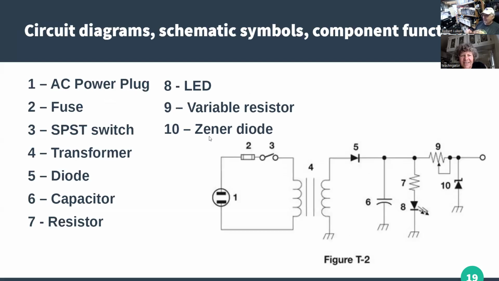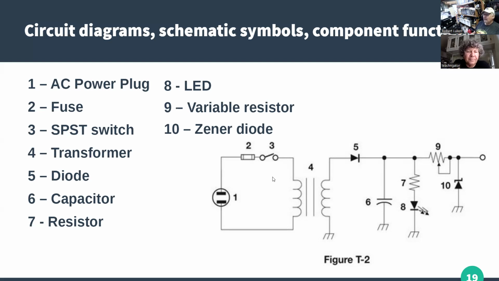Here's some more. We have an AC plug, like your household. Number 2 is a fuse. Number 3 is a single pole, single throw switch. That's what the SPST means. Single means it only has one pole. It's like opening and closing a door, it's either open or closed.